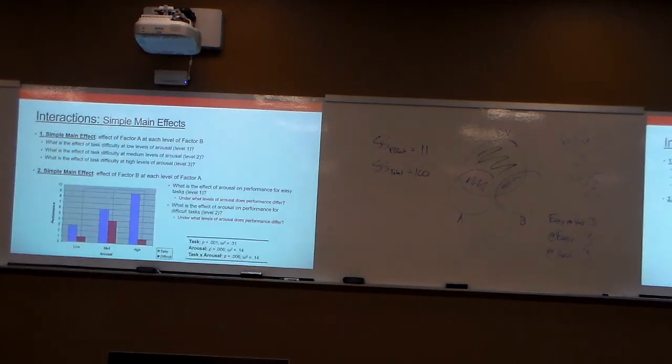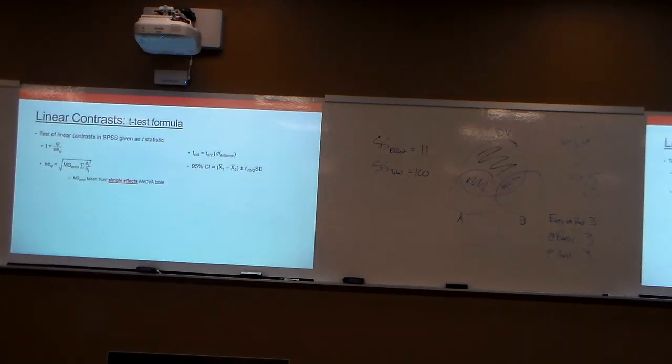Okay, so the question is, how do we start teasing out and looking at some of these simple main effects? We use linear contrasts, okay? And our linear contrasts are just the same stuff that you have already done, no different here. The only thing we would want to do in terms of our linear contrasts is to have the mean squared error term taken from your simple effects ANOVA table.